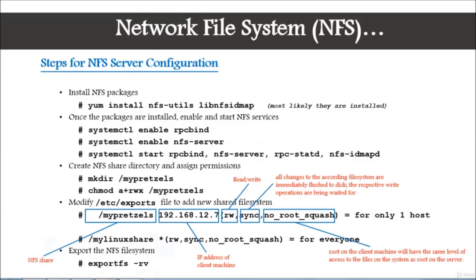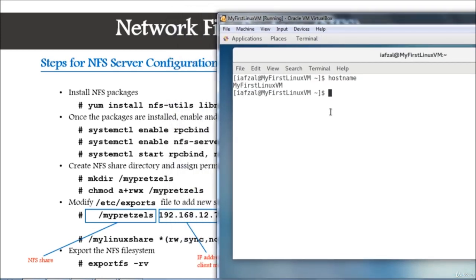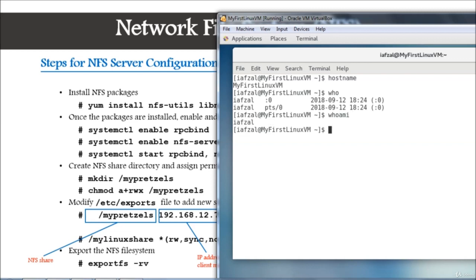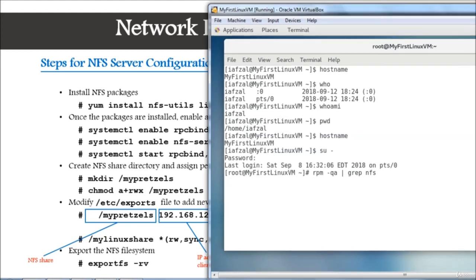So I am going into my Linux machine, which is my first Linux VM. How am I logged in, who am I, which directory am I in, and which host am I on. Verified everything, perfect. Now go ahead and become root. Okay, we are root. Before you install these packages, you could run the rpm command to verify if these packages already exist. And you see it tells you that nfs-utils and libnfsidmap are already installed.